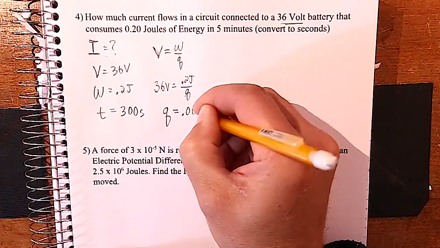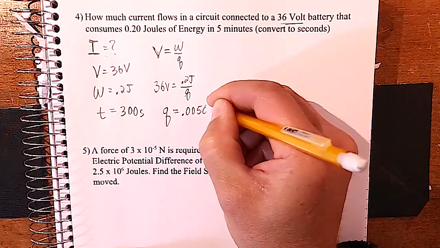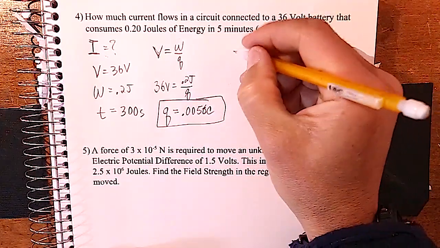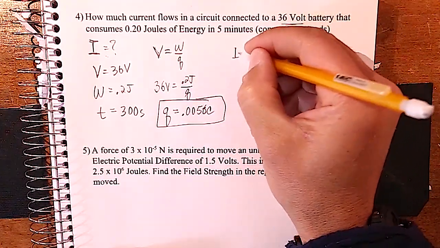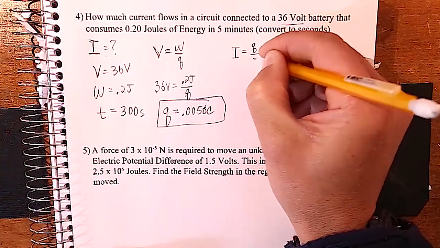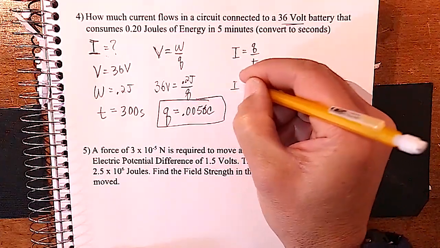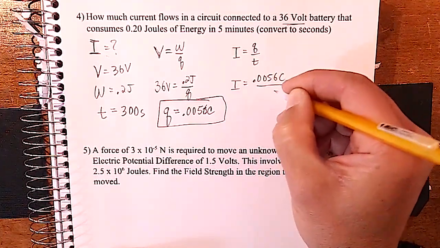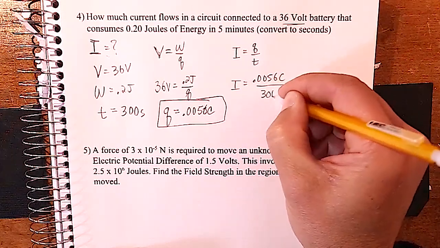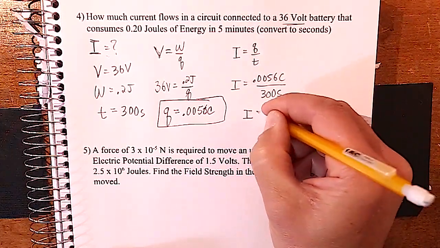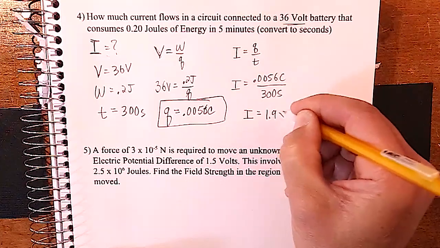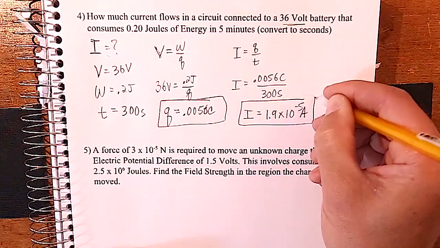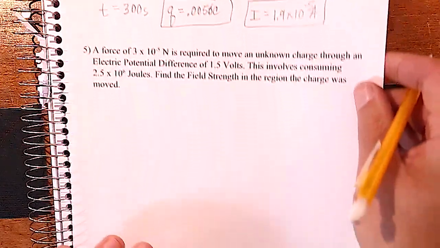That's 0.0056 coulombs. But we're not done because we're looking for I. So I is equal to Q over T. And now we know the charge, 0.0056 coulombs, divided by the time, which was our 300 seconds. And when we do the math on that, we get 1.9 times 10 to the minus 5th amps. So a little bit more tricky because this is a 2-step problem.